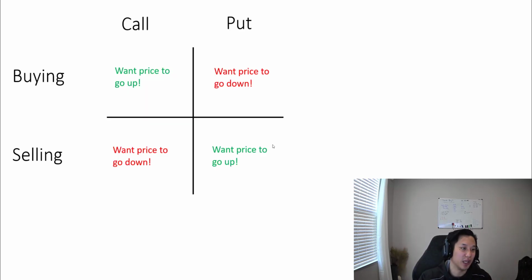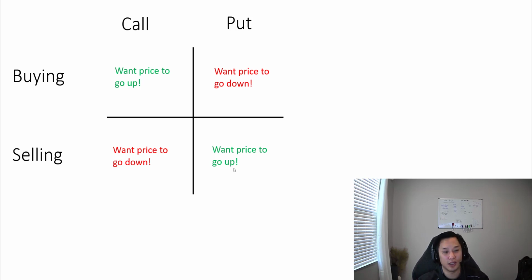So here's a little chart I made. When you're buying a call option, you want the underlying price to go up. Okay, so you want the stock price to go up. When you're on the other side of that trade, selling a call option, you actually want it to go down. And if you're buying a put option, you want that price to go down. And when you're selling a put option, which is what we're going to focus on here, you want the price to go up. Okay. So focus around selling puts.